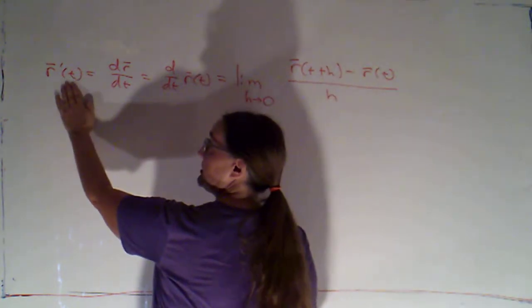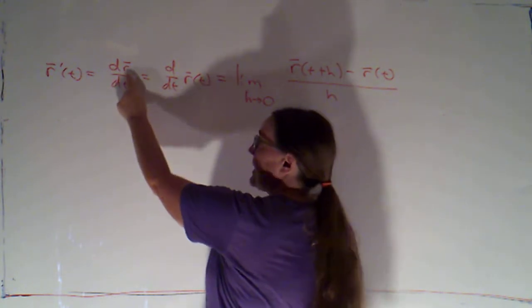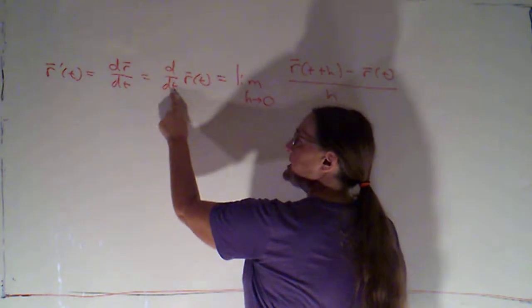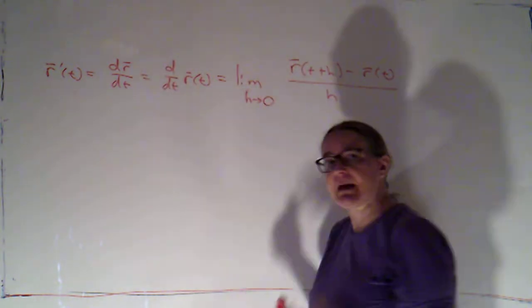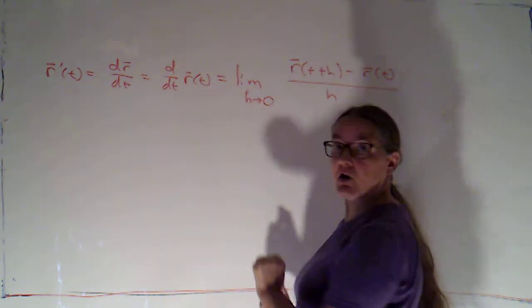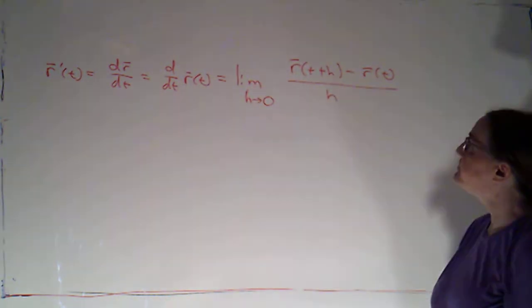So I can use the prime notation. I can write dr by dt. That r still has a bar over it because it's a vector function. Or I can write d by dt. That's the operator that tells me I'm taking the derivative with respect to t. And then I just put r of t after that. That's the thing I'm taking the derivative of.